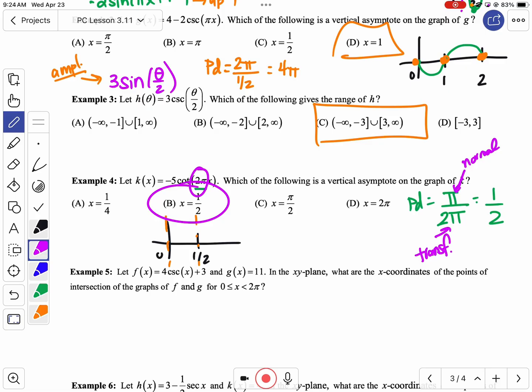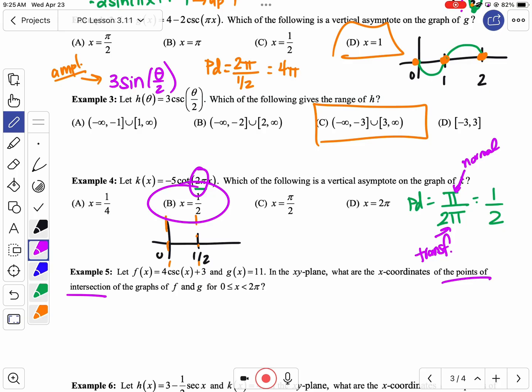Now, we haven't gotten all the way into equations yet, but it's no big deal because we can actually solve these using what we know about the unit circle, and we don't have to have any special skills to do that. I think it's interesting how they phrase this question. It says, let f of x equal 4 cosecant x plus 3 and g of x equal to 11. In the xy plane, what are the x coordinates of the points of intersection of these graphs between 0 and 2 pi? So you only have to go around the circle once.